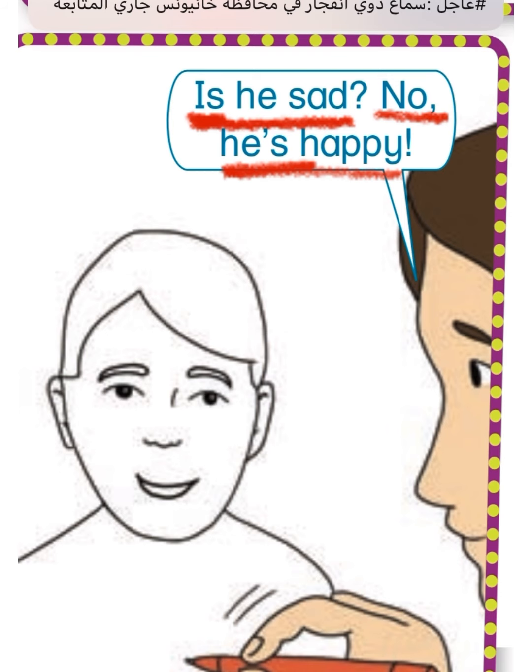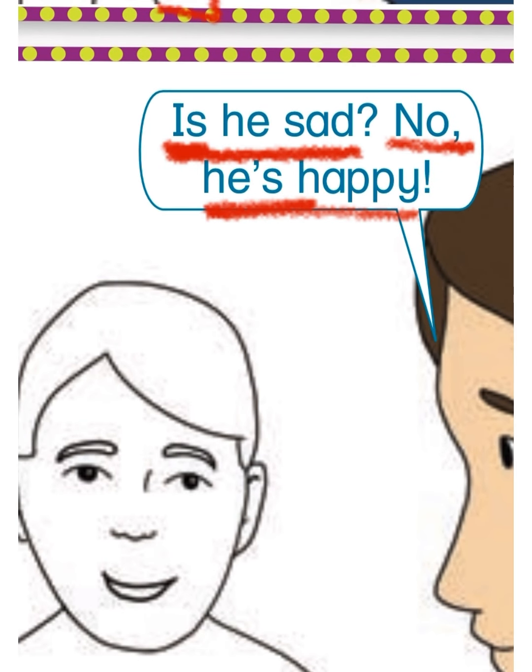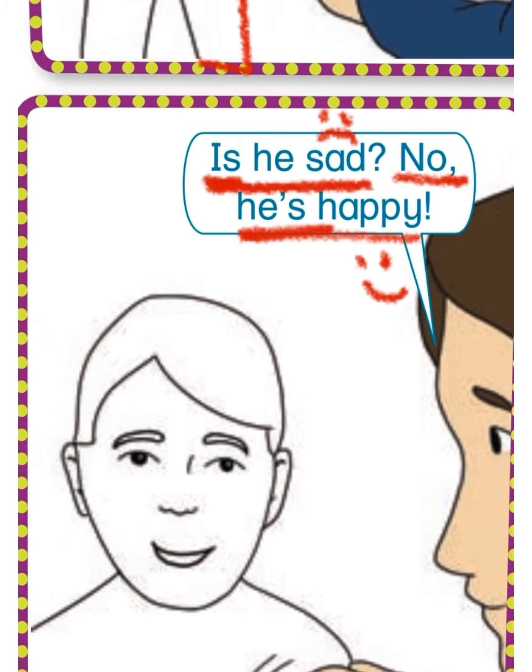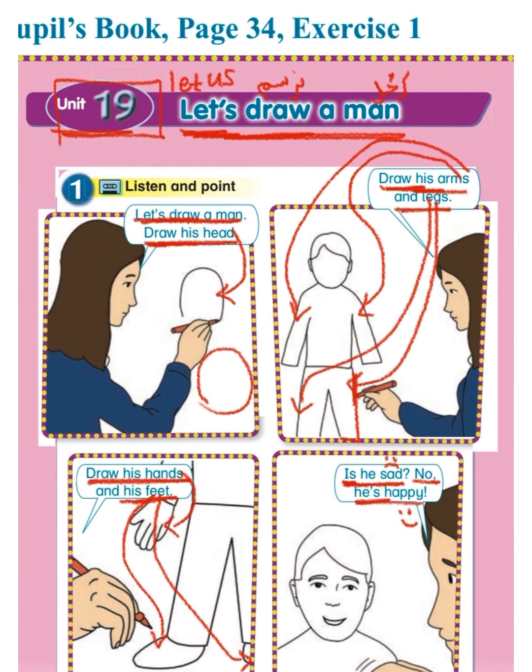So again, is he sad? هل هو حزين? No, he's happy. Happy, سعيد. Sad, حزين. Okay. Again, let's read the lesson again.